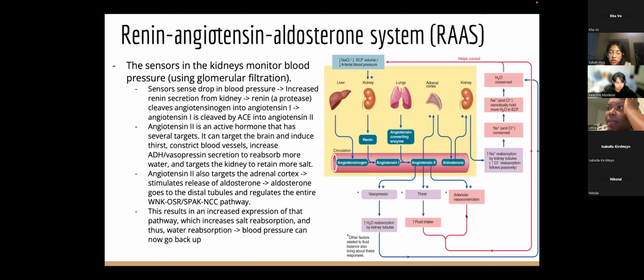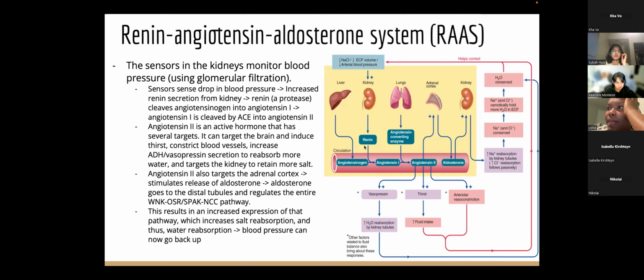It can also constrict your blood vessels. And this is done to maintain whatever little blood pressure you have left. And then it would also target the kidney to retain more salt. Because if it reabsorbs more salt, then more water will follow and be reabsorbed as well. That would increase your blood volume, and increase blood pressure. But a really big point is that angiotensin 2 also targets the adrenal cortex, which sits on top of the kidney, and it makes the cortex release aldosterone.